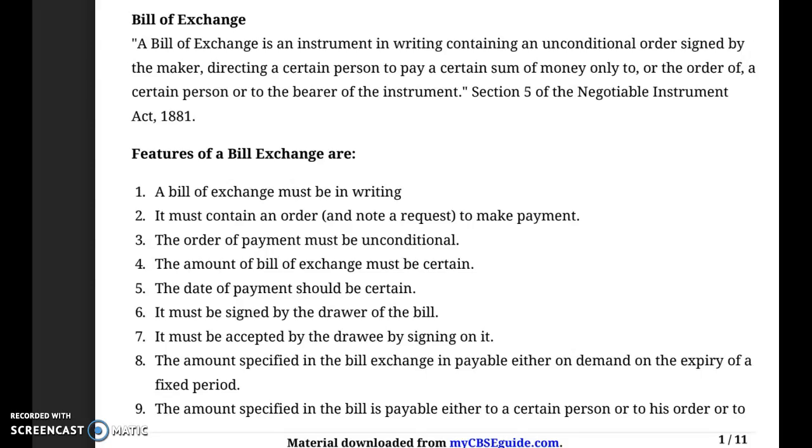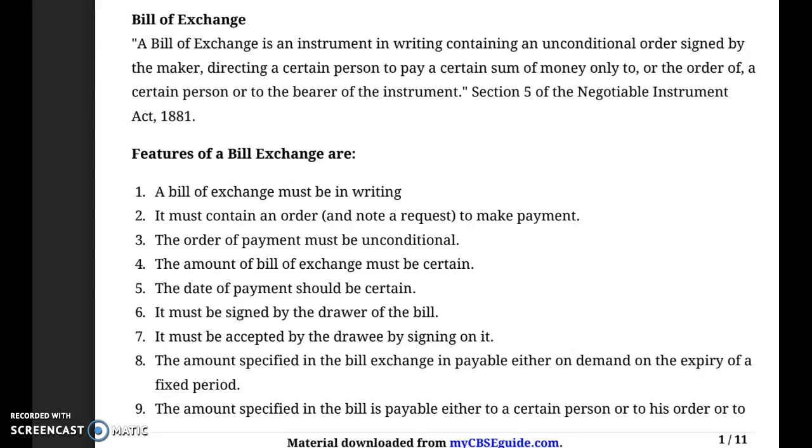Now, dear students, if we go through this definition, we may not be able to understand what exactly a bill of exchange is and how it functions. Let's understand its features, characteristics and merits, so that we very clearly understand what a bill of exchange is and how it functions. If we go through the definition, the first line of the meaning says, a bill of exchange is an instrument in writing.